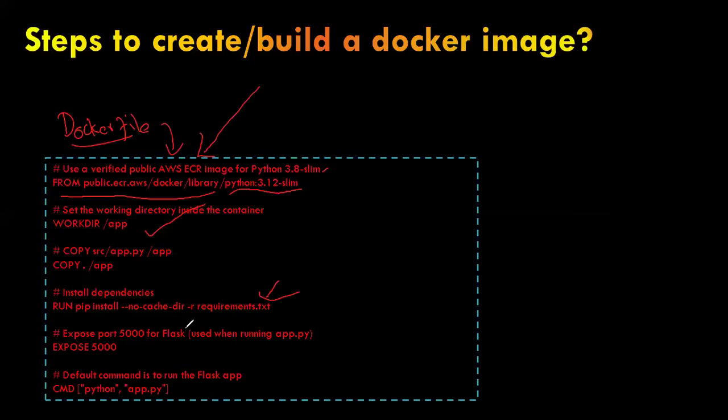So without this step, the container won't have the necessary libraries like Flask and everything in the requirements.txt. The next one is EXPOSE 5000. What is EXPOSE 5000, guys? This means I will use port 5000 for communication. Also remember, the Flask app by default runs on port number 5000. So we need to expose it.